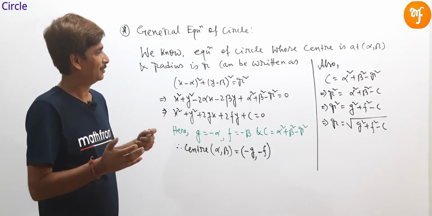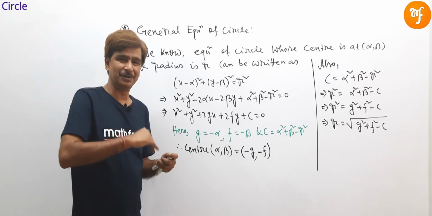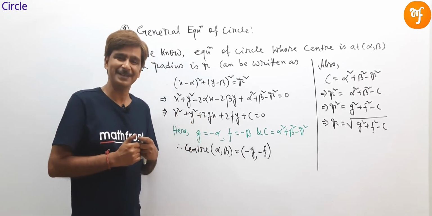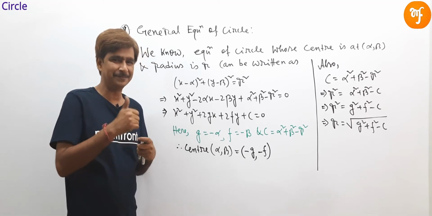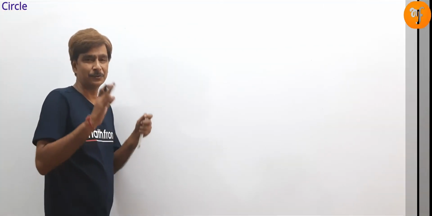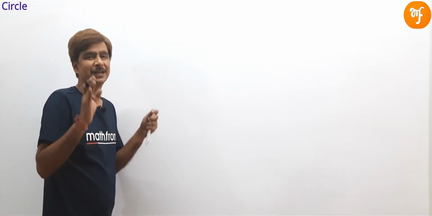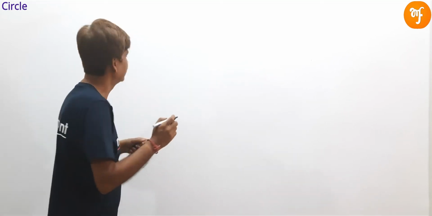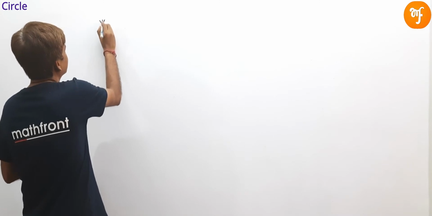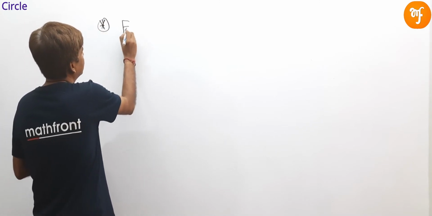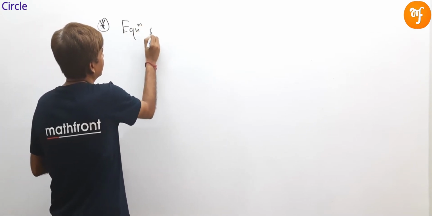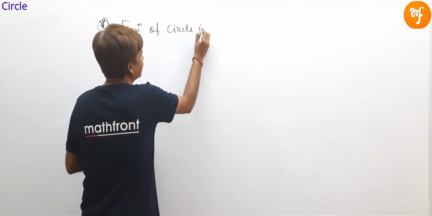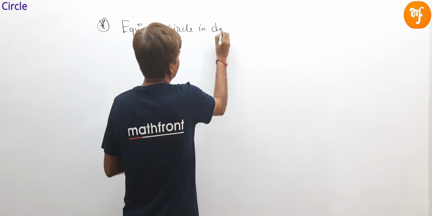Okay. Now, come to another form of the equation of the circle, known as the diameter form of the equation of the circle. Okay. Let's see. So, we are discussing the equation of the circle in the diameter form. Okay. So, the heading is equation of circle in diameter form.